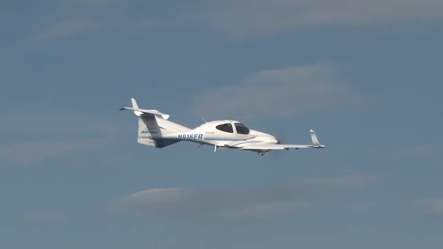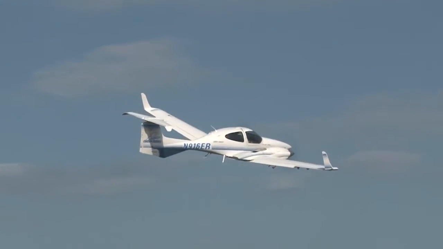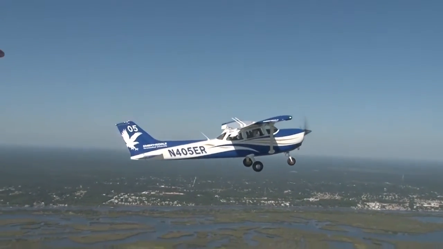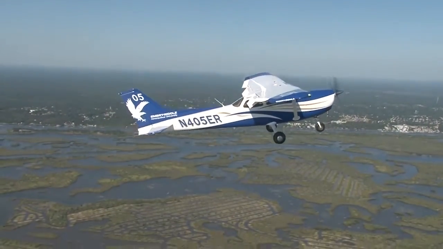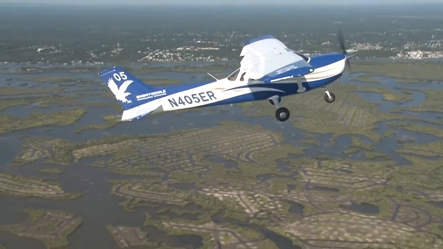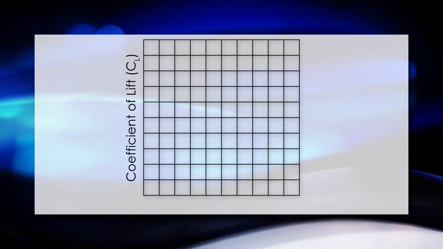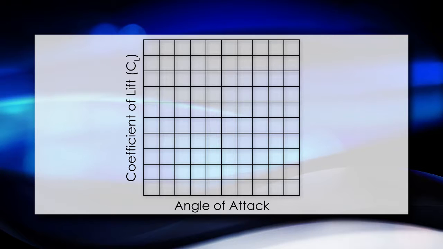The faster the airplane travels, the more lift the wings will generate. Similarly, the higher the airplane's angle of attack, the more lift the wings will generate. However, there's a limit to this angle. Let's look at this using a chart. The chart is plotting the coefficient of lift of a particular wing as its angle of attack increases.